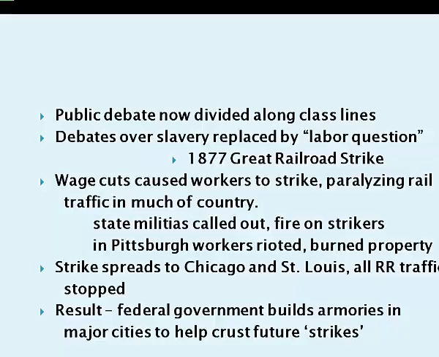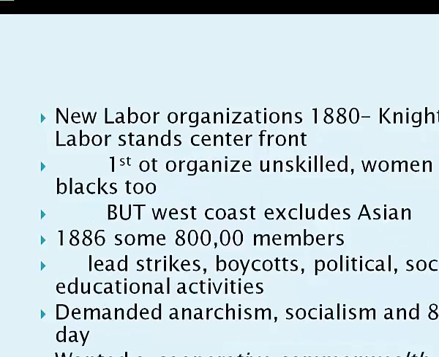General strikes brought Chicago and St. Louis to a halt, as I said. And this new solidarity among the workers and close ties began to be established between the Republican Party and a new class of industrialists. So in the aftermath, the federal government, believe it or not, started building big armories in major cities to help crush future strikes.